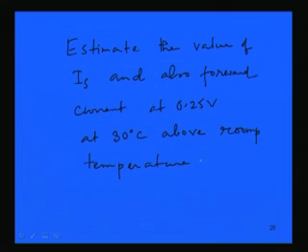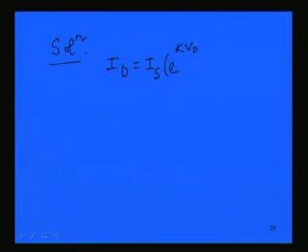So, to solve this example, we will be taking the expression for diode current, which is ID equal to IS into exponential (k Vd by Tk) minus 1. This is the key equation which you have to use.